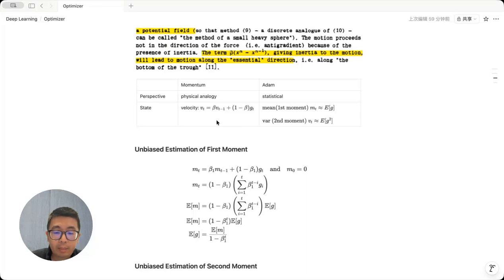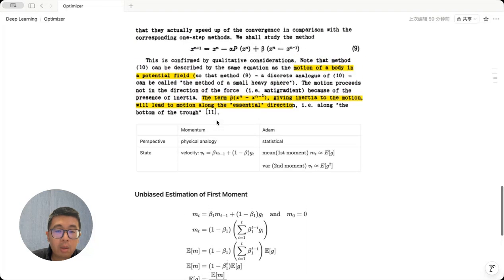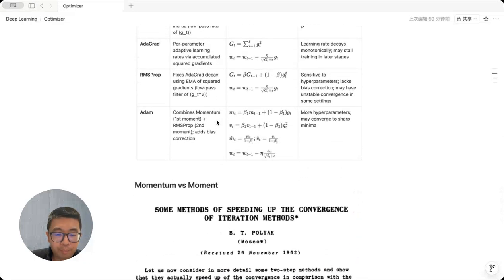Now, Adam can be understood clearly. It combines the idea of stable direction from momentum and adaptive scaling from RMSProp. It tracks both the average gradient and the variability of the gradients, then adjusts the update accordingly. The result is a method that is both stable and efficient.